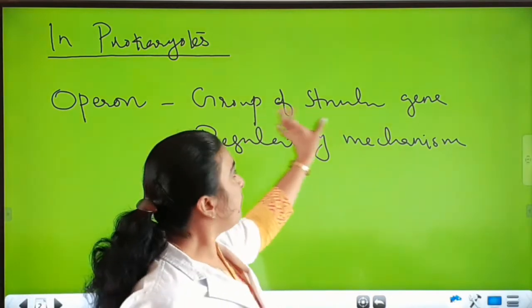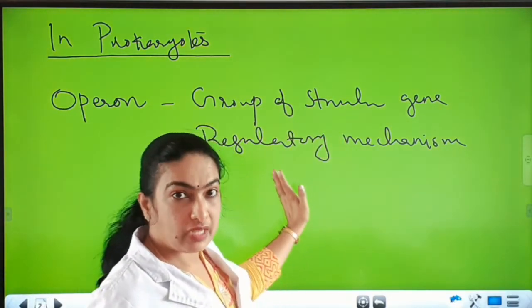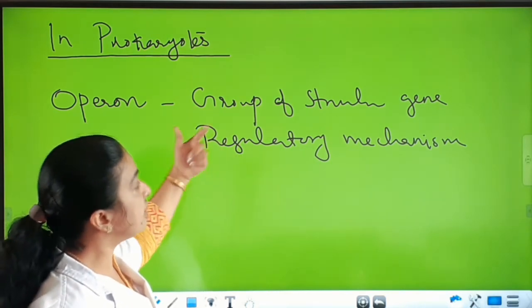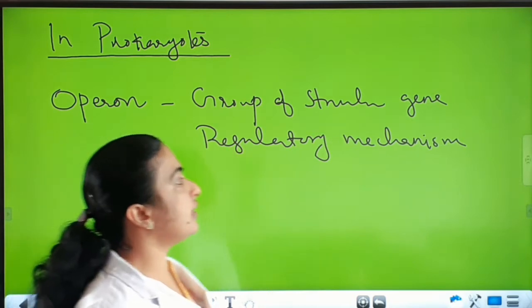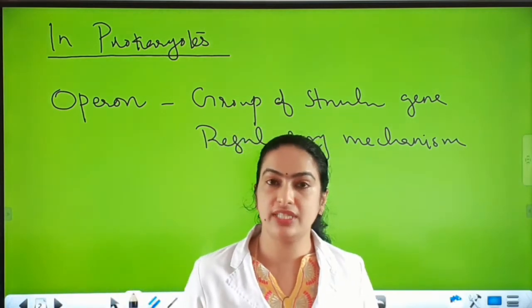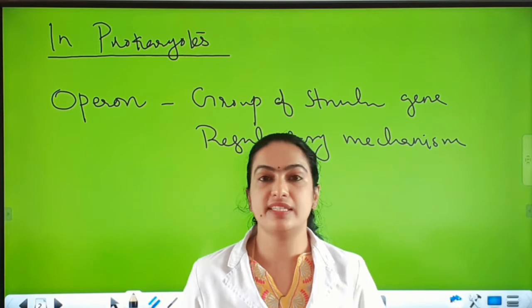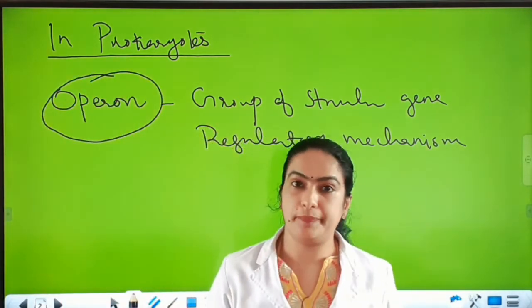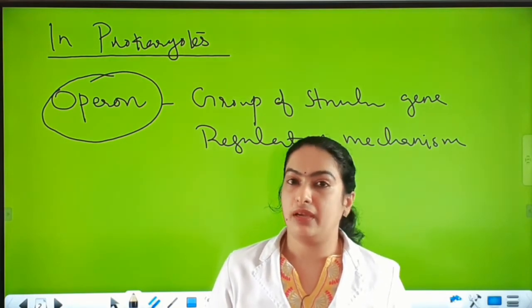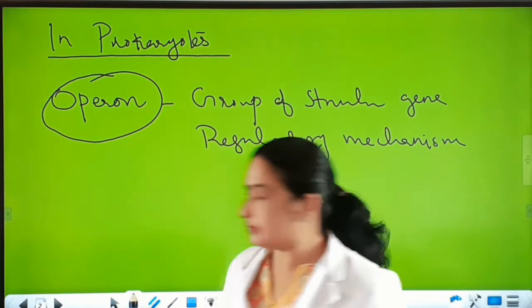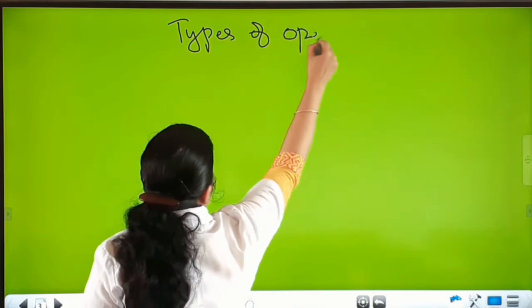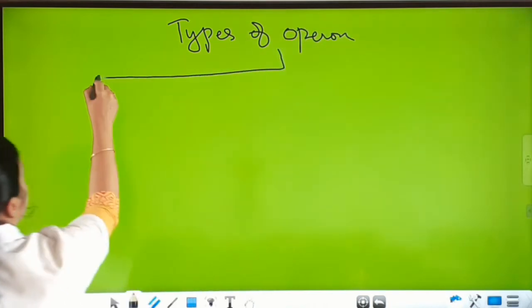A group of structural genes are there, as it is polycistronic, and it is regulated or controlled by other sites of genes or regulatory mechanisms. So the structural genes and these regulatory mechanisms are collectively called an operon. Now we can see what the types of operon are. There are two types of operon.